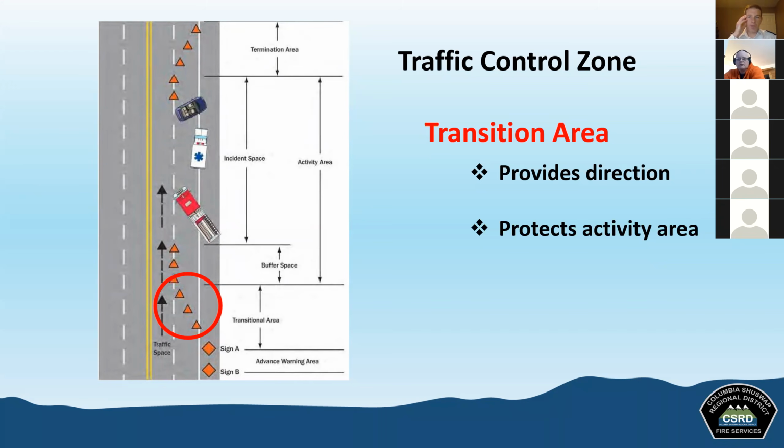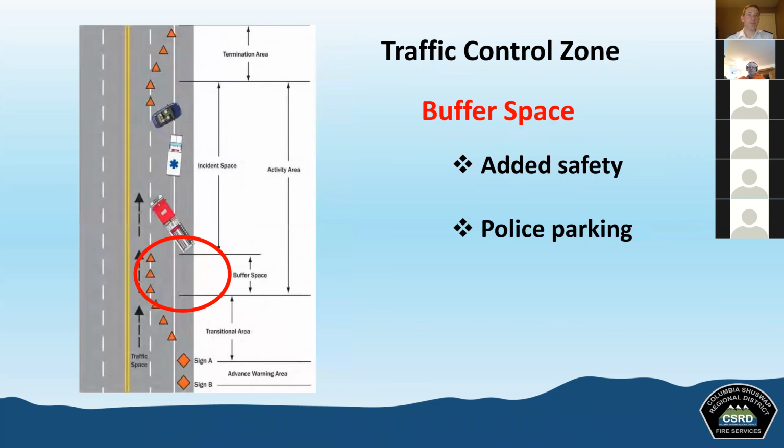We've got the transition area, which again provides some direction. Having just a straight line across is very hard for our vision to see and make out what exactly they want us to do. By positioning the cones in a transition area, it's very clear for the motorists exactly which direction we expect them to go. And then it allows us to protect that activity area as we go. You can see the buffer space here. Again, that's just a little bit of added safety.